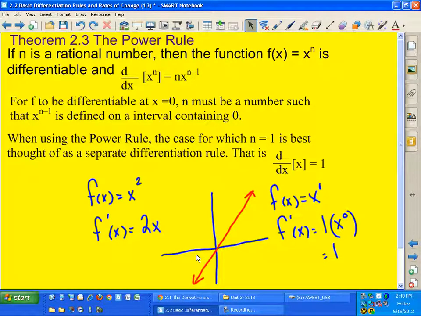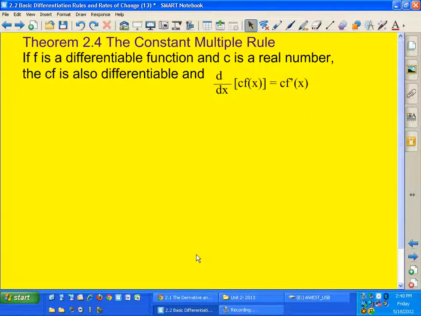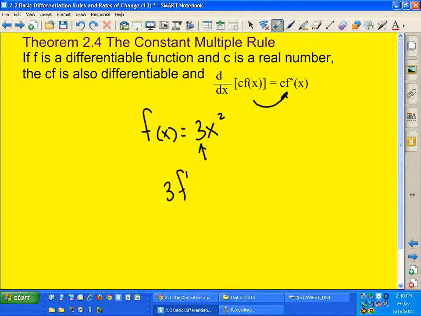Now we have a constant multiple rule, and basically what ends up happening with constants, if you had something like f of x equals 3x squared, this 3 is a constant. What this rule tells us is that we don't need to take the derivative of the constant because it's multiplied by the function. But what we can do is take that constant out and say, I'm going to take the derivative of the function with respect to x, but leave the 3 alone. So it's going to be something like this.